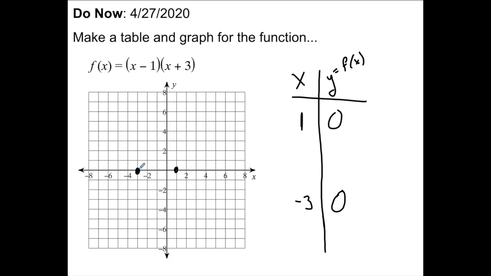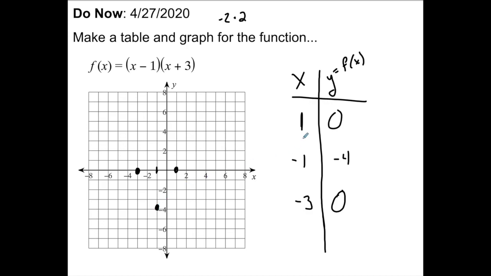Now what we want to do is plug in numbers between the intercepts because generally those will be on the graph. One thing we discussed is how the vertex is right in the middle of the intercepts. So we could use that and we could plug in -1. When we plug in -1, we get -1 minus 1, which is -2, and then -1 plus 3, which is 2, and -2 times 2 is -4.